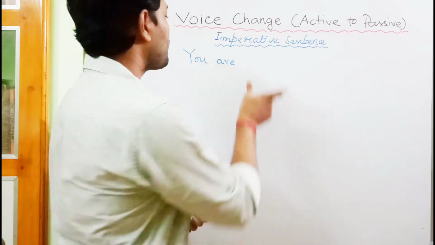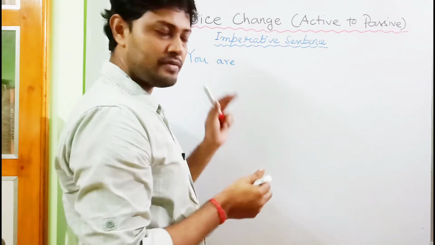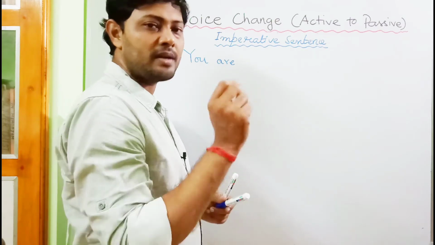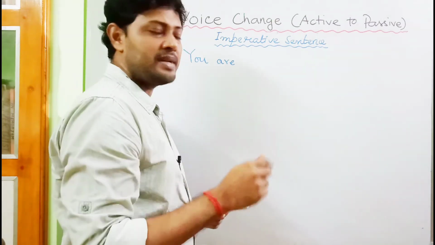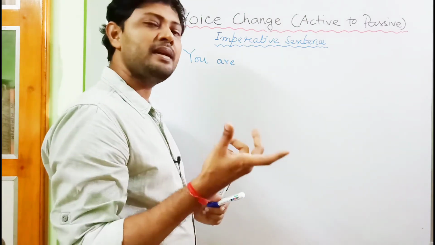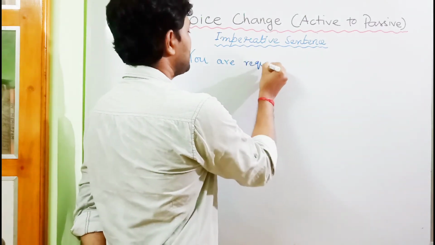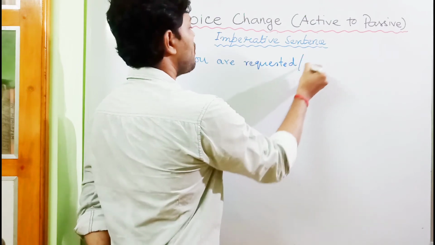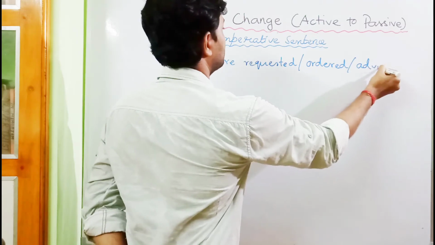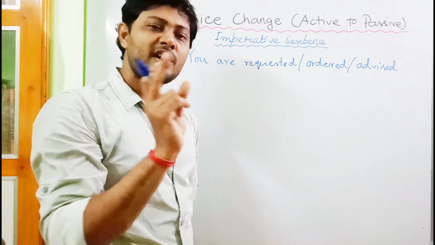Then we have to write down the proper command of that sentence, whether it is a request, an order, or advice. For example, for an imperative sentence like "Give me a glass of water," it can be a request, and then you have to begin with "You are requested." If it is an order, you have to write "ordered." If it is advice, you have to write "advised." For that reason you have to understand the command.